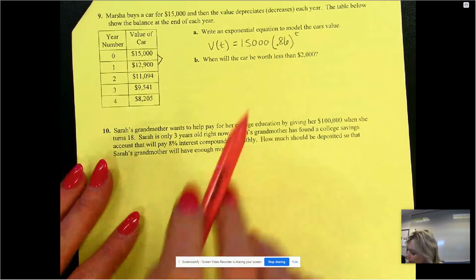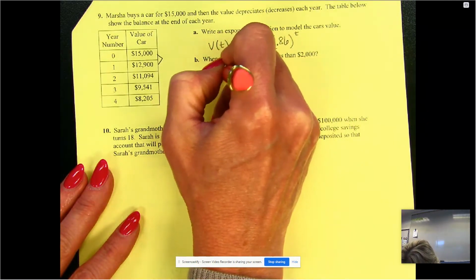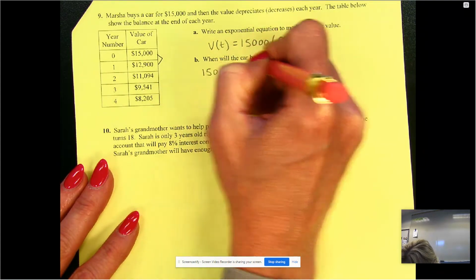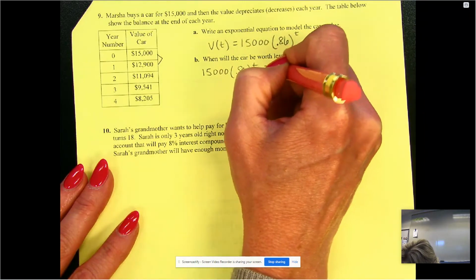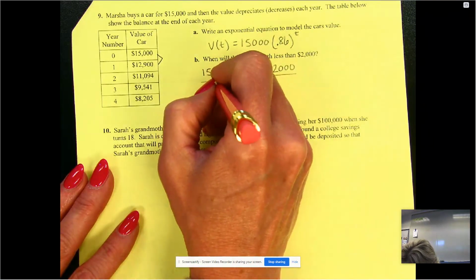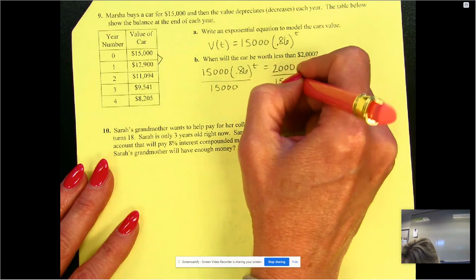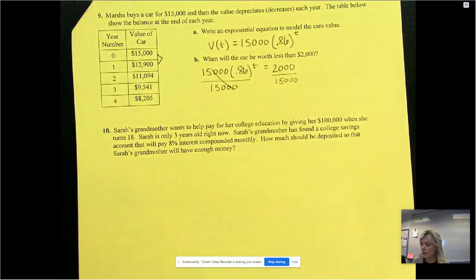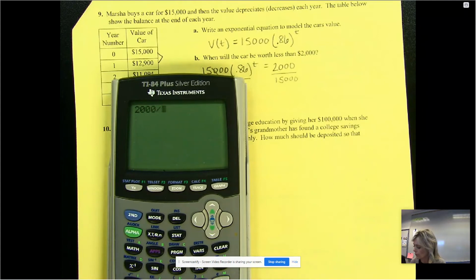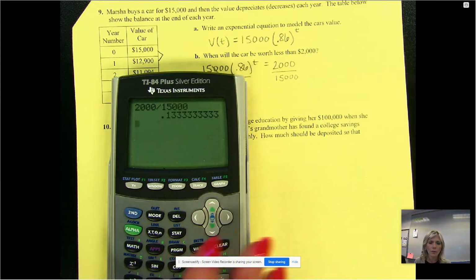When will the car be worth less than $2,000? So you have to solve the equation. 15,000 times 0.86 to the t is equal to 2,000. And again, we start this by dividing both sides of the equation by 15,000. Okay, now when I put 2,000 divided by 15,000, it's a long repeating decimal, so I'm just going to leave it like that.